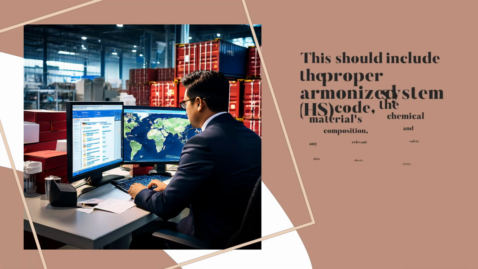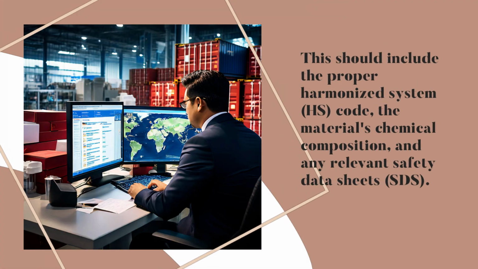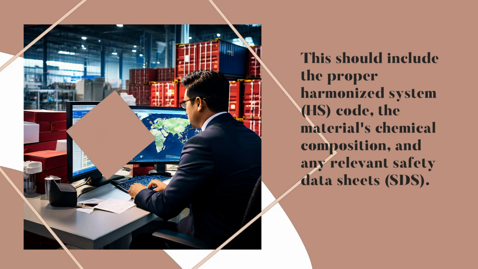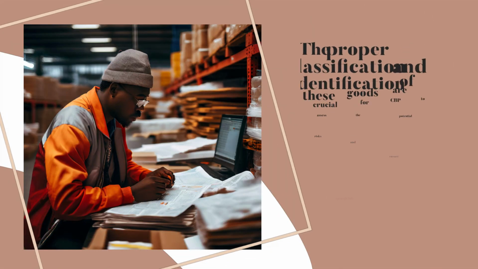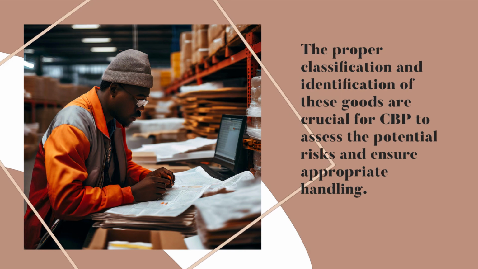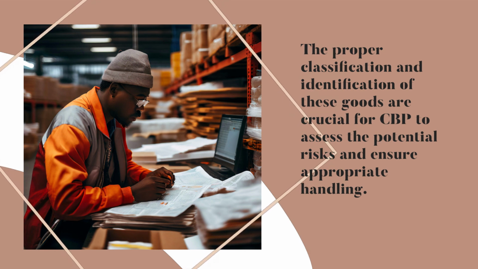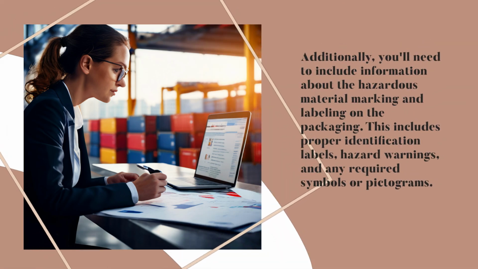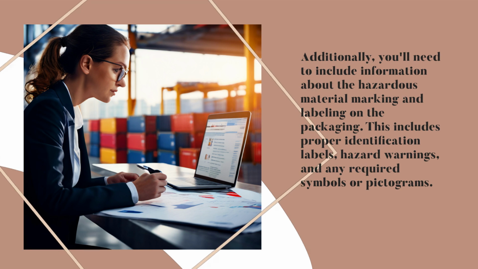Secondly, you will need to provide a complete and accurate description of the chemical or hazardous material being imported. This should include the proper harmonized system, HS, code, the material's chemical composition, and any relevant safety datasheets, SDS. The proper classification and identification of these goods are crucial for CBP to assess the potential risks and ensure appropriate handling.